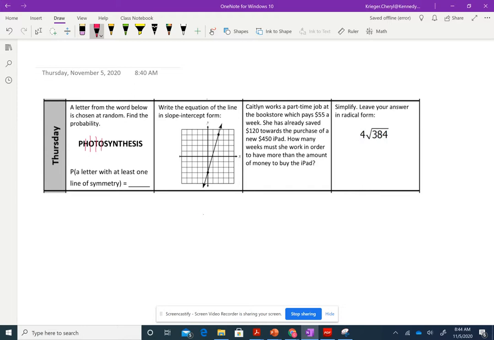How about my S? If I were to cut it in half, would both of my sides look the same? I have this and this on one side and this on the other. So no, this one does not have a line of symmetry. But a Y does, an N does not, T, H. What about my E?